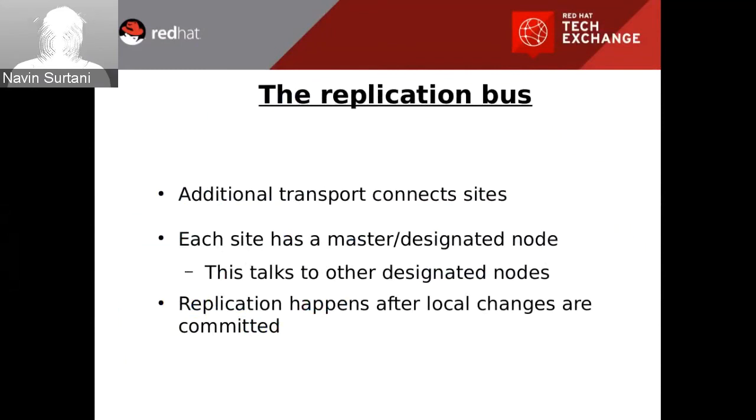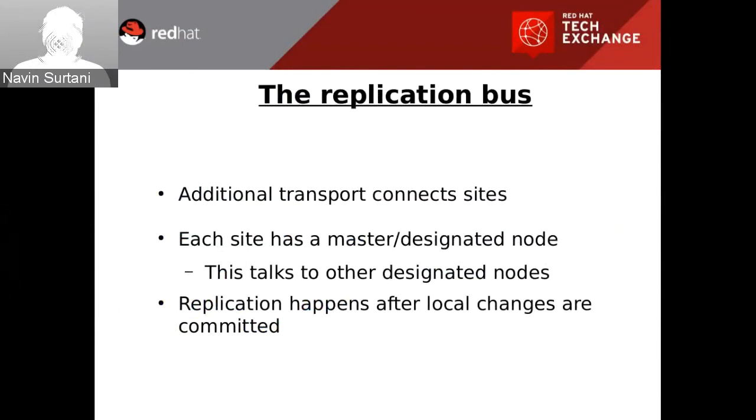Okay, so here's how the replication works. As I explained earlier, in the initial diagram I showed you, the JGroups transport is basically what allows you to move data from one node to the other. Here we're just saying that there's an additional transport that connects one site to another. Each site will have a designated node, or master node, which will talk to the other master nodes in the other sites, or data centers. The example we're going to go through later just uses 2 clusters, but in reality, you might well have several more clusters, and each designated node will talk to the others.